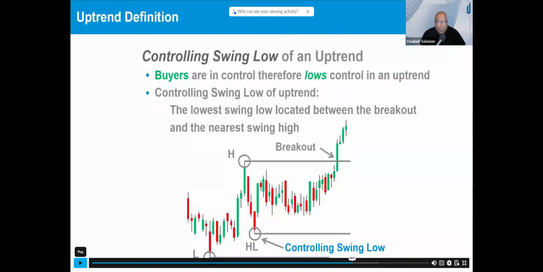But look at what it says here. Controlling swing low of an uptrend. Buyers are in control, therefore lows are in control. Remember what I said: when we're in an uptrend, we look at lows. When we're in a downtrend, we look at highs. Controlling swing low of the uptrend: the lowest swing point located between the breakout and the nearest swing high. There's your swing high. That's your lowest one. That low created that break.